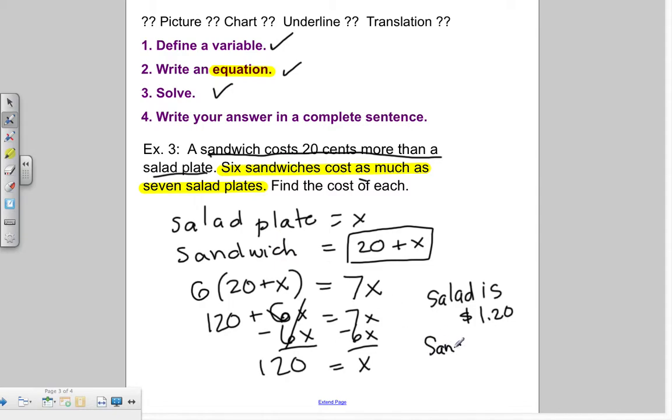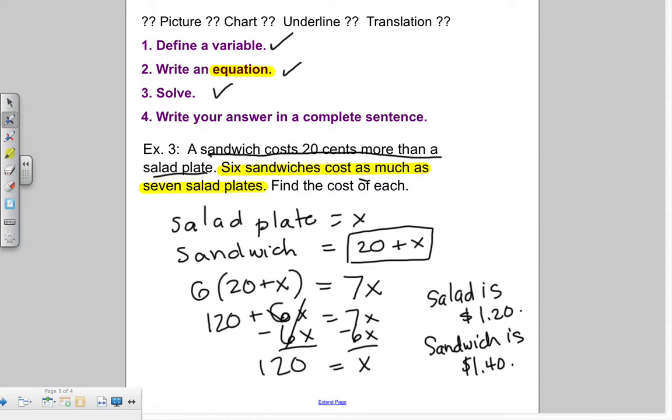And a sandwich is 20 plus 120, so that's $1.40. Now notice if I had just stopped here, I wouldn't have answered the question, find the cost of each, and I would have only gotten partial credit.